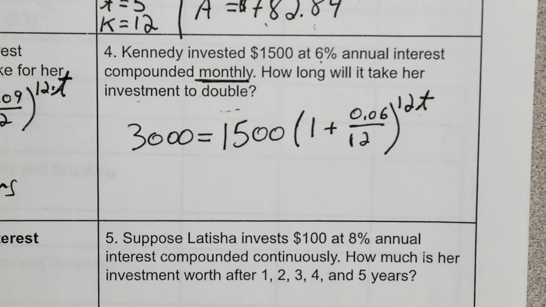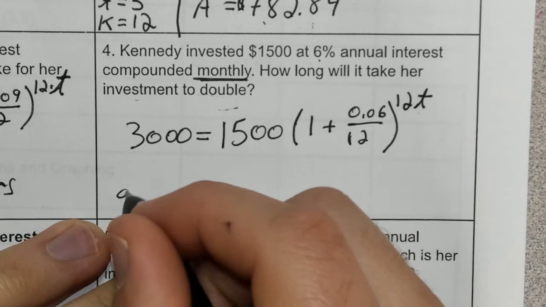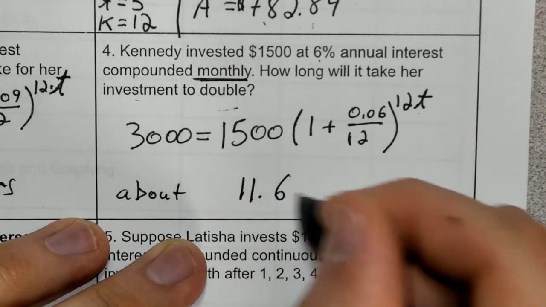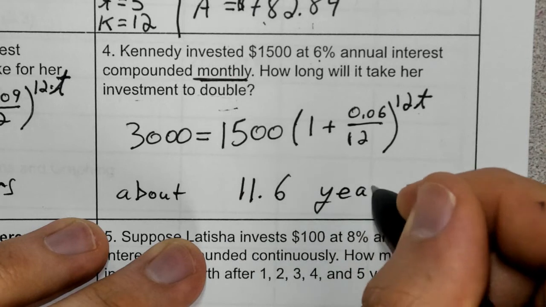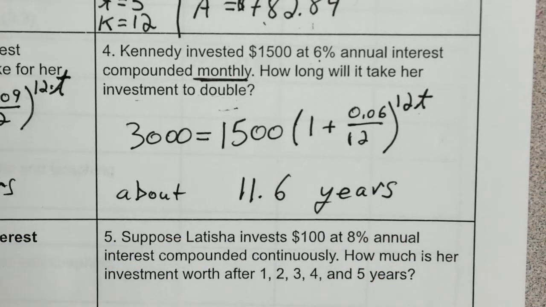So again, plug this into the calculator, graph the left, graph the right, or you could, again, do it algebraically, but you get about 11.6 years. Questions?